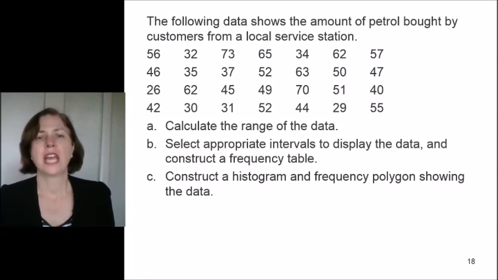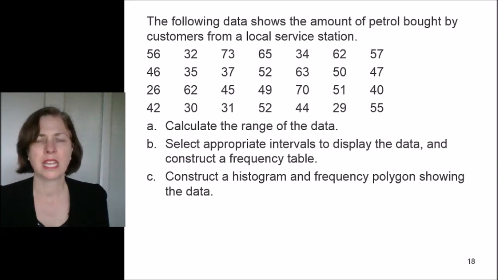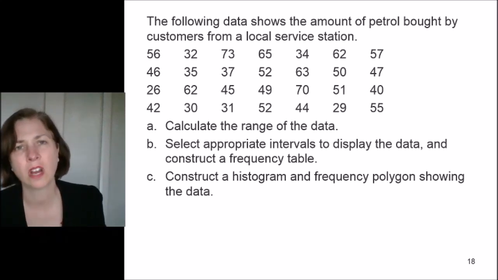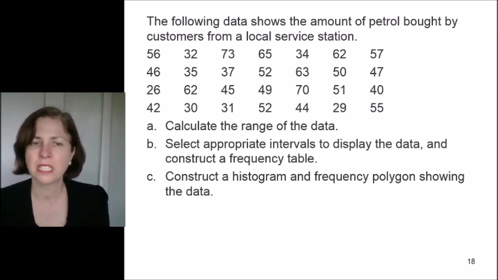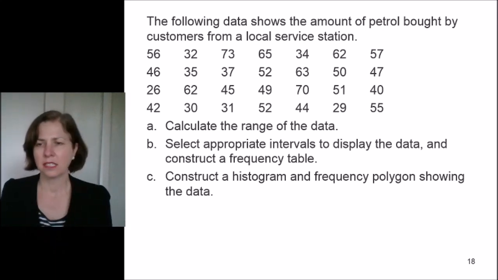So what we're going to do now is look at this data, which shows the amount of petrol bought by customers from a local service station. It's quite a lot of numbers there. I need to calculate, first of all, the range of the data. The reason we do that is it helps us decide what size our intervals will be. Then I select appropriate intervals to display the data, and then I construct a frequency table. Finally, we're going to have a histogram and frequency polygon showing the data. So let's get started.